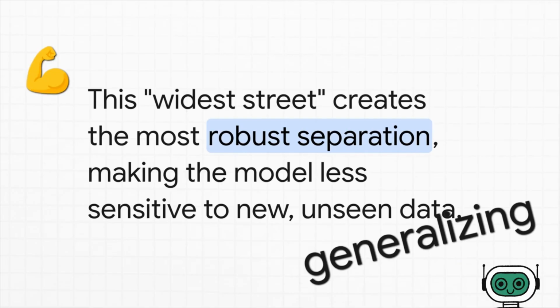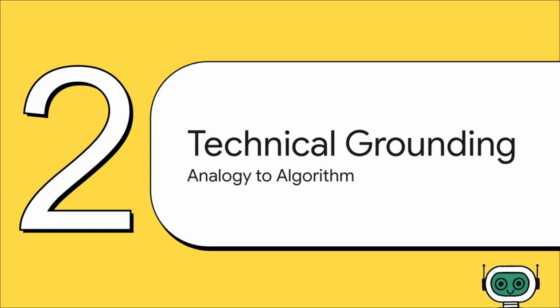Now, why does this even matter? Well, a wider street means a more robust model. Think about it. The boundary isn't biased towards one class or the other. It's in the safest possible position, which means it's much more likely to classify new, unseen data correctly. It generalizes better.